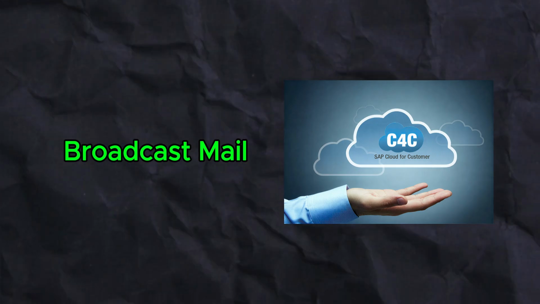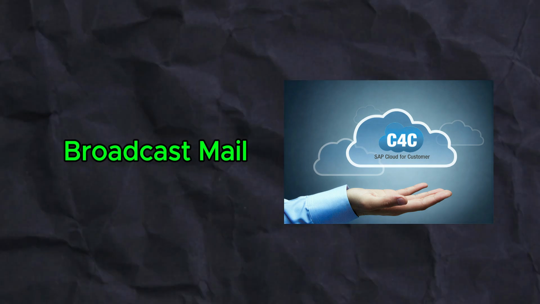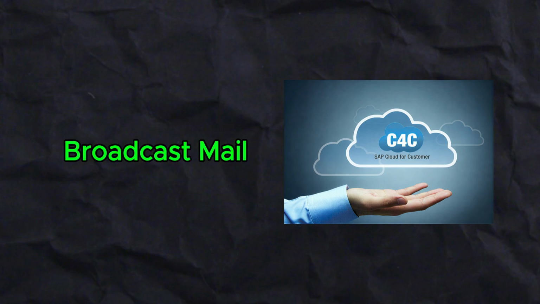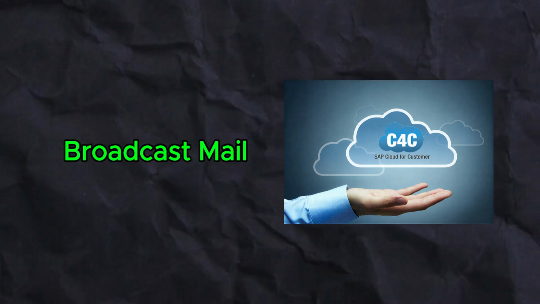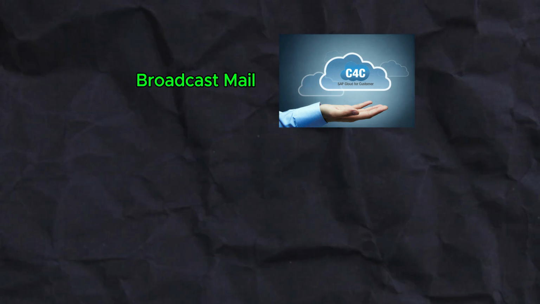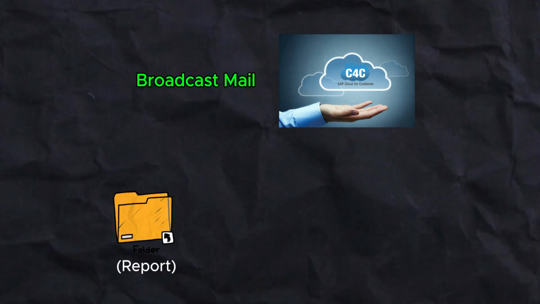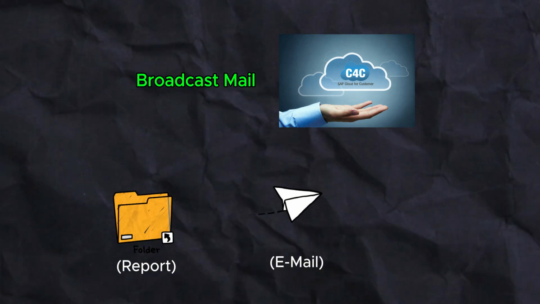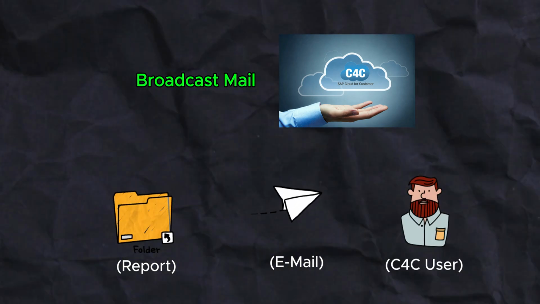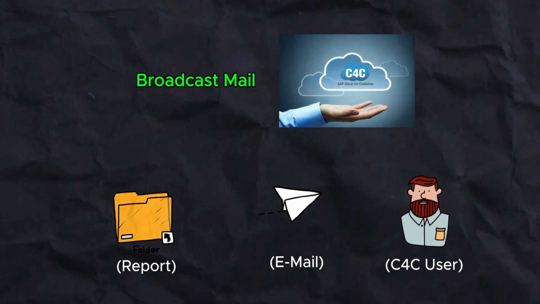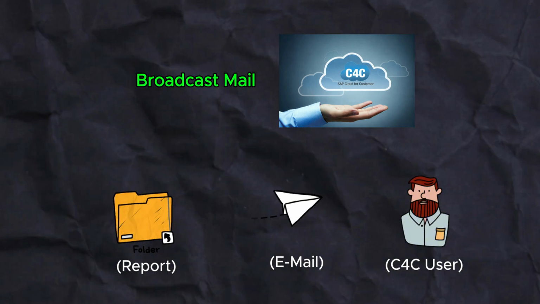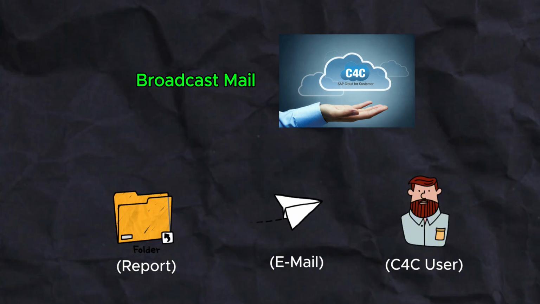So today we'll see one more new topic in C4C, that is how we can schedule broadcast emails. Okay, so you might have seen that often a requirement comes where I have a report, and I have to send that report to a particular user monthly. Let's suppose at month end I have to send that report to those particular users. So that thing we can automate in C4C. So how to do that we'll learn today.